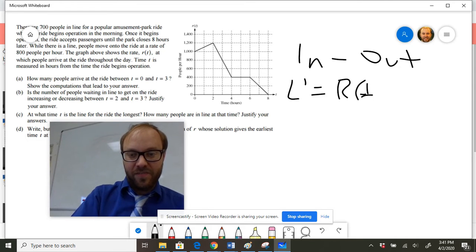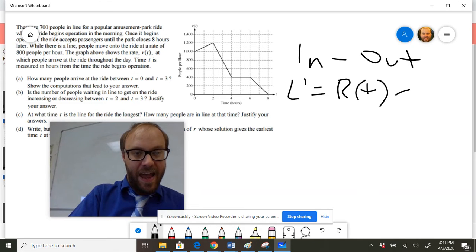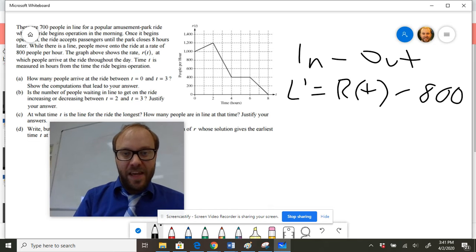Now it's a weird function, you've got to look at the diagram there, but that's a rate. And people are getting onto the ride at 800 per hour. So let's just look at the scenario. If you look over here at the start of the day, 1,000 people are coming in every hour, and 800 are getting onto the ride every hour. So 1,000 come in, 800 get on the ride. That means you have 200 extra people left over, which means that the line is going to be getting longer and longer and longer.